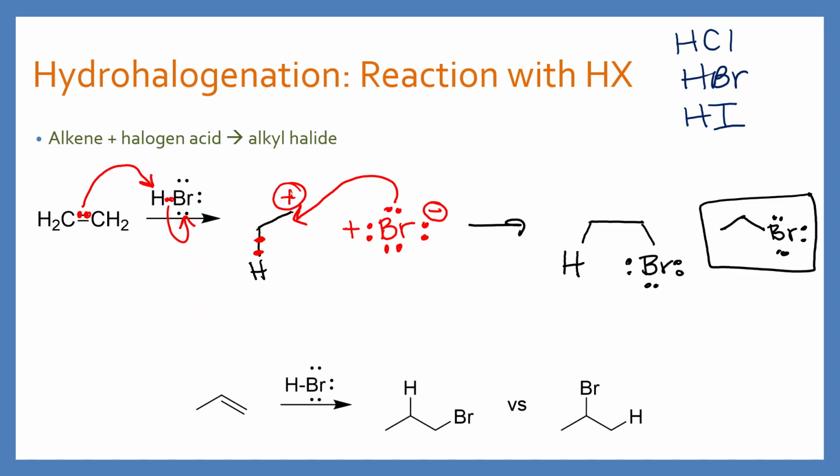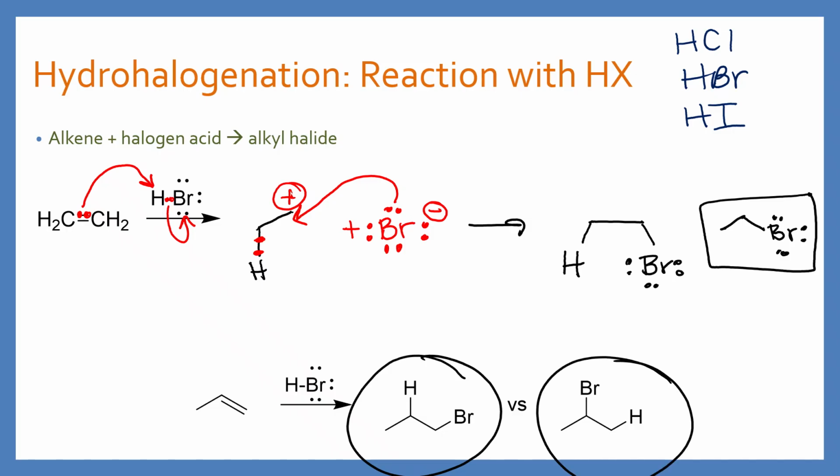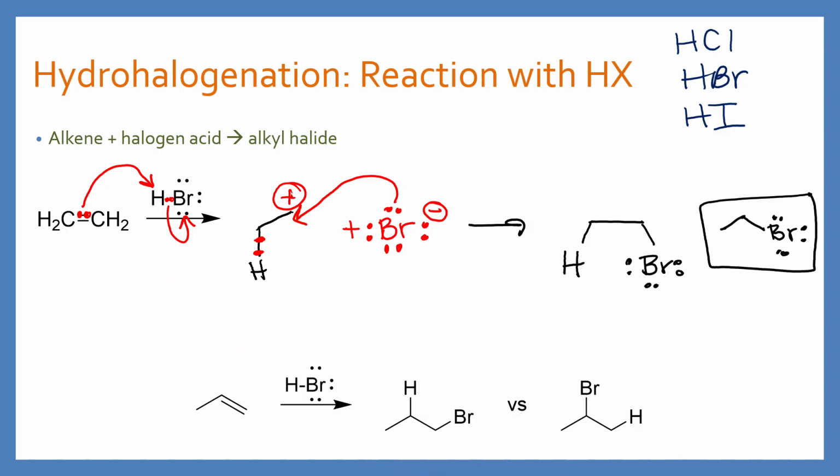So that brings us to this next idea. What if I have an asymmetric alkene and I react it with hydrobromic acid? Where do I put the hydrogen and where do I put the bromine, right? I have two different possible products. On the next slide, we're going to talk about which one we're going to make and why.